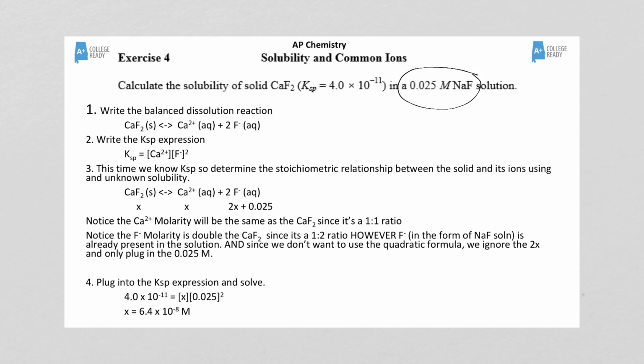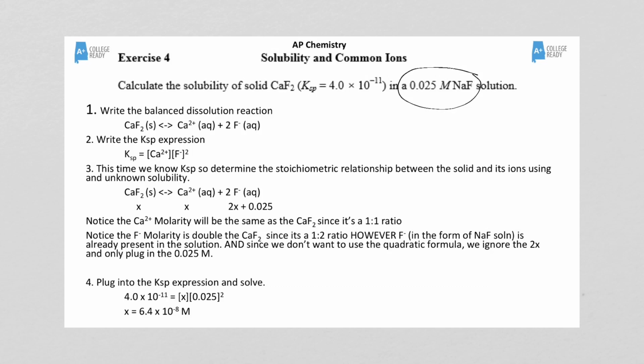So I really have two sources of fluoride. The 2X from the calcium fluoride, which is going to be a tiny amount, plus this sodium fluoride that was in the solution. So when I plug this in, if I left 2x plus 0.025 and then squared that term, you can see this would be working towards the quadratic formula. We are not expected to use that on the AP exam.